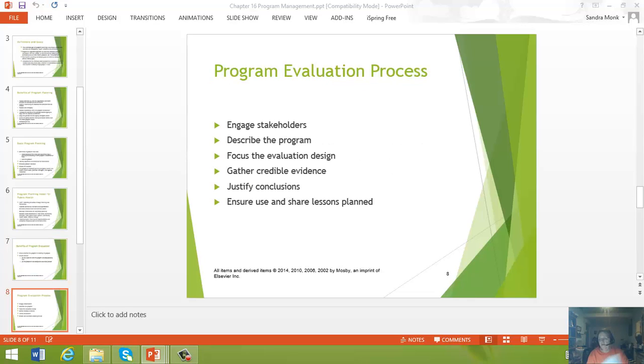And in your program evaluation process, you want to engage your stakeholders. These are members of your community, other healthcare providers, other programs that you're in collaboration with. You want to describe the program, focus on the evaluation design. You want to gather credible evidence, evidence-based practice. You want to justify your conclusions, and you want to ensure use and share lessons planned.